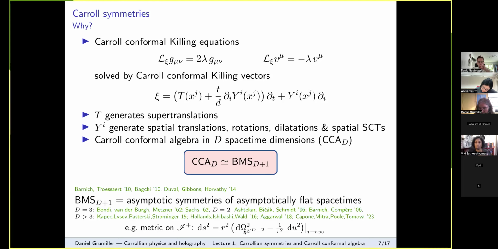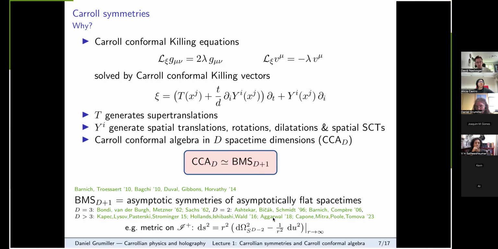The signature is plus, plus, plus, plus, plus. But there's also the null time, the retarded or advanced time, depending on whether you're on scri plus or scri minus. The prefactor in front of this is 1 over r squared. So this 1 over r squared is like the effective speed of light at the boundary surface, which in this case is scri. And as r goes to infinity, this effective speed of light tends to 0. So that's a way you can understand it.